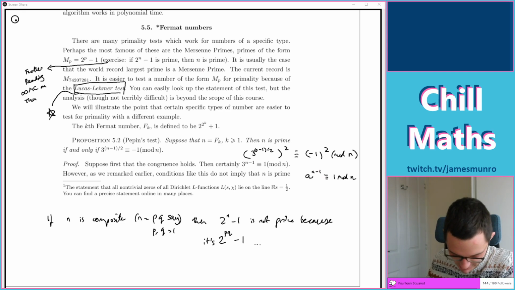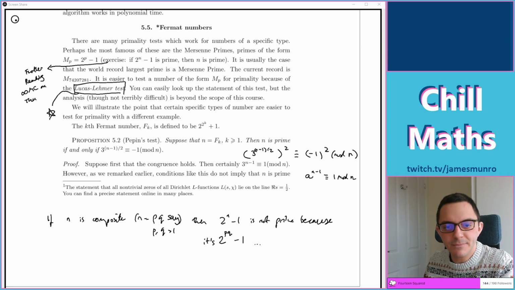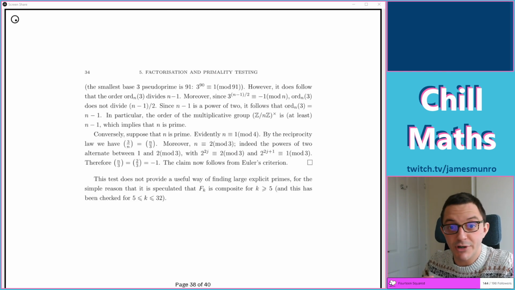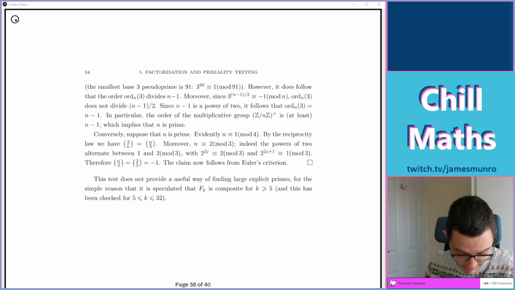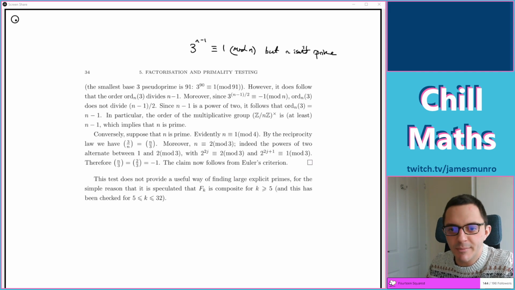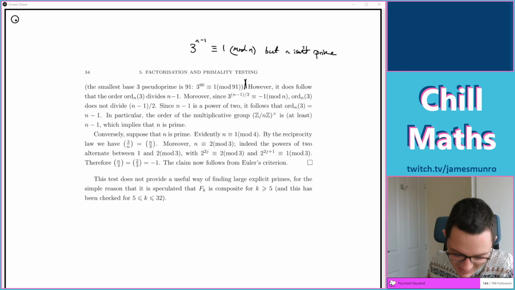Conditions like this, there's a note here. Conditions like this do not imply that n is prime, even if they all hold, actually, for all values of 3. But they've got this example that the smallest base 3 pseudo-prime is 91. Here's an example where 3 to the power of n minus 1 is 1 more than a multiple of n, but n isn't prime. 91's not prime, even though it looks really prime. So we're up to here at the moment.